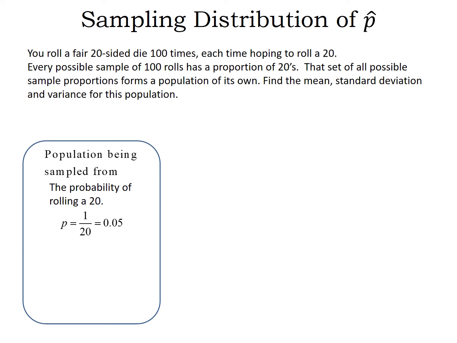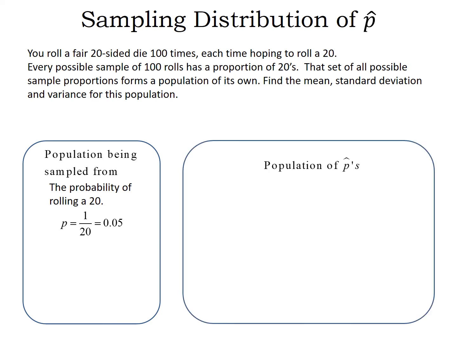Now we're going to look at what happens when we roll 100 times. So we roll 100 times, we count up how many 20s we have, that's our sample proportion, and we look at all possible sample proportions. The mean of those sample proportions is equal to the true probability of the event happening each time we run the experiment. And so that simply was 1/20th or 0.05.